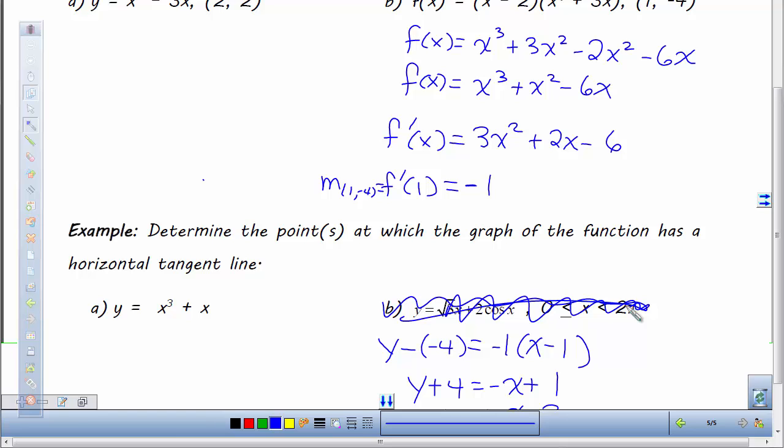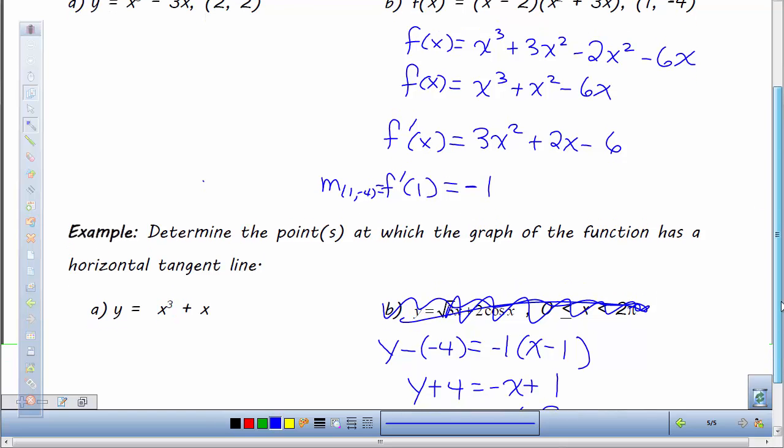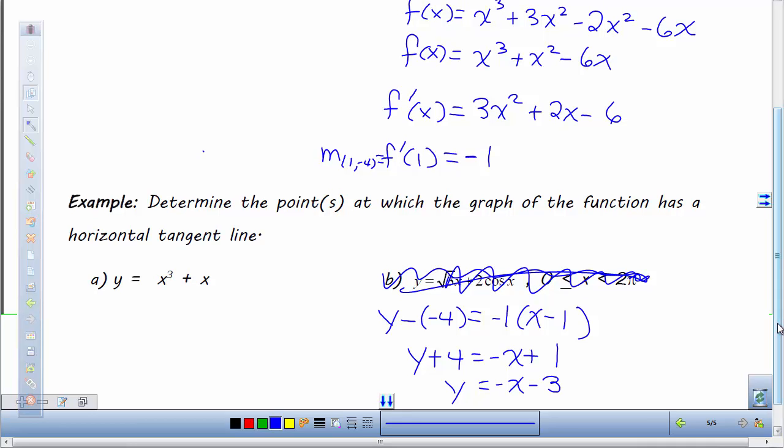Where did I get the negative? Yep, this is my point slope formula: y minus y1 equals m times x minus x1. Okay. All right, other questions? Okay, everybody good?